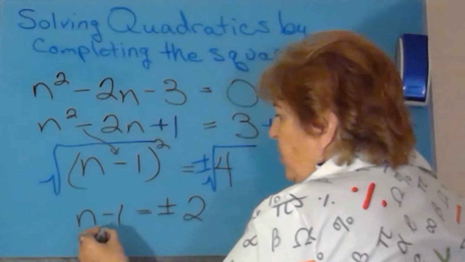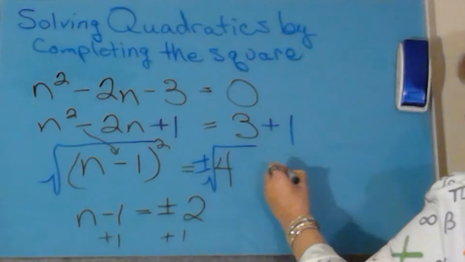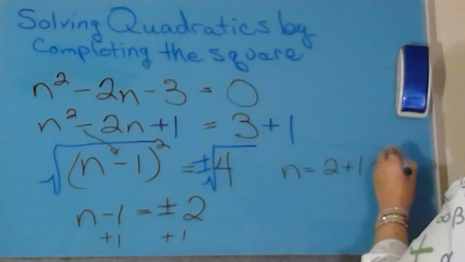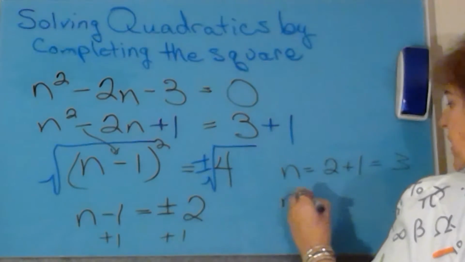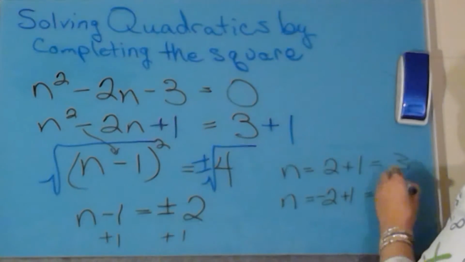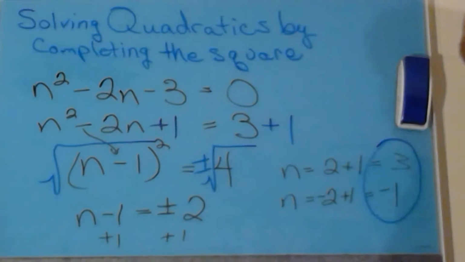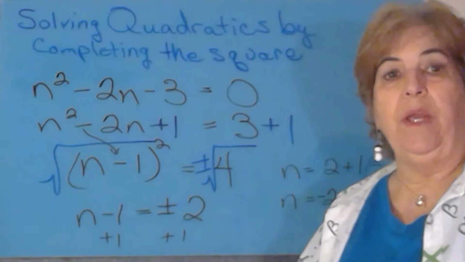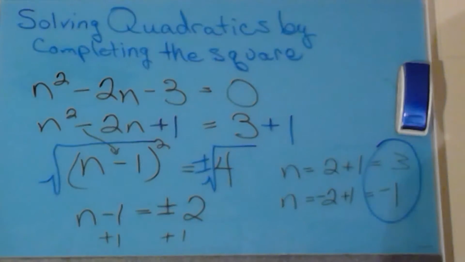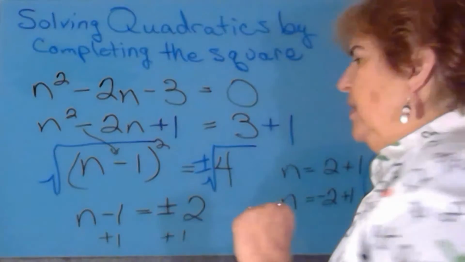So I'm then going to add 1 to both sides, so I will have n equals 2 plus 1, which is 3, or n equals negative 2 plus 1, which is negative 1. So those are my solutions to this quadratic equation. N can either be 3 or negative 1. Let's look at another one that's just a little more difficult.